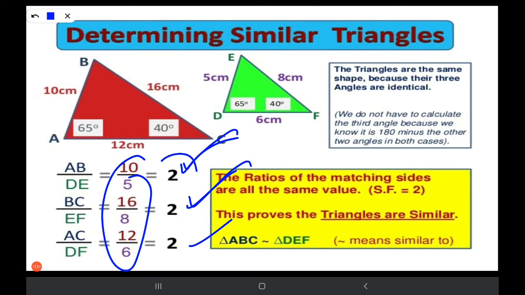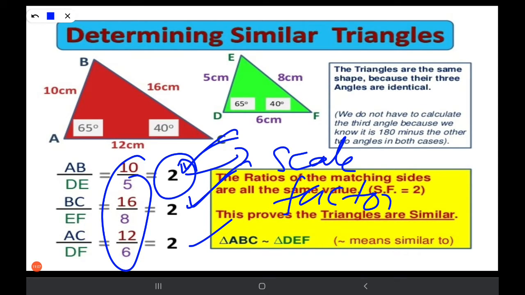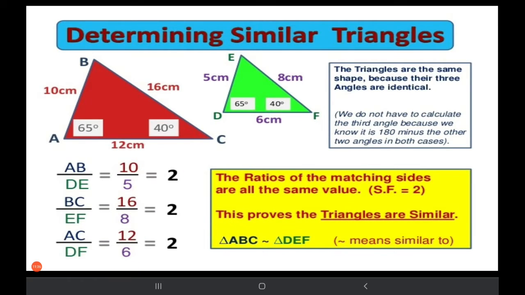Here this 2 is known as a scale factor. Scale factor is nothing but a ratio of corresponding sides. If the scale factor is equal, then we can say that triangles are similar. Remember the word scale factor, it is very important. In this chapter we are going to construct similar triangles, so while constructing similar triangles, we need scale factor.